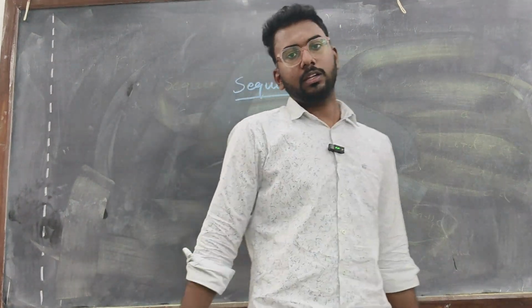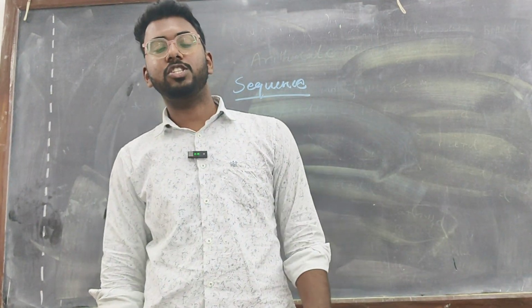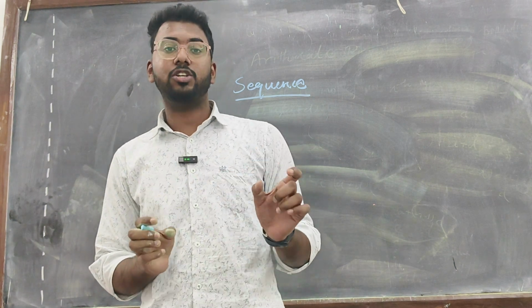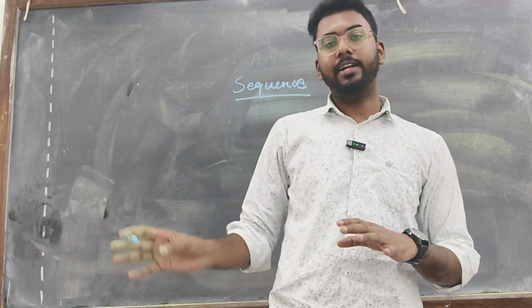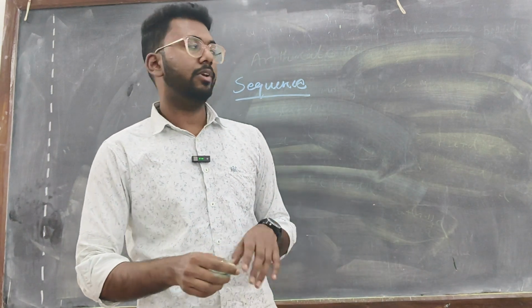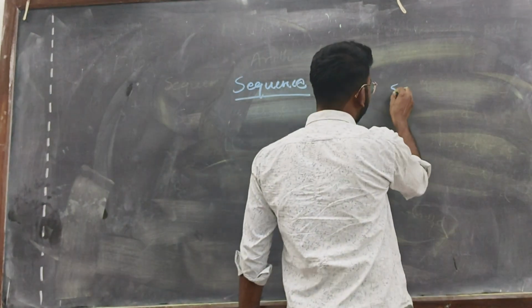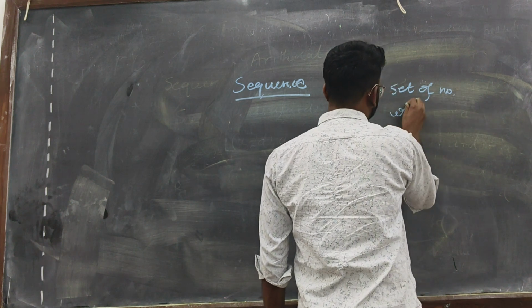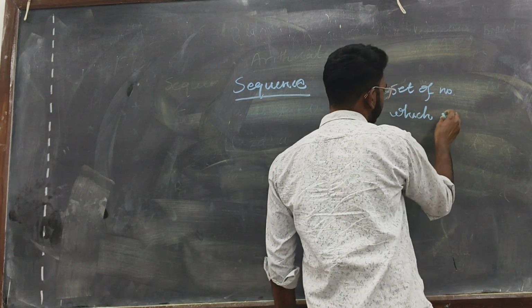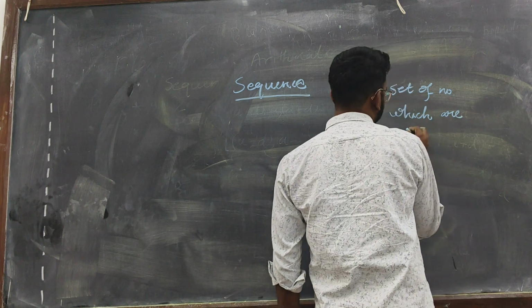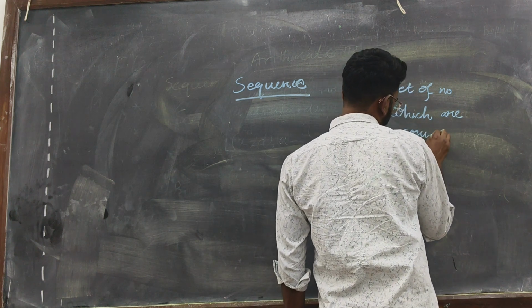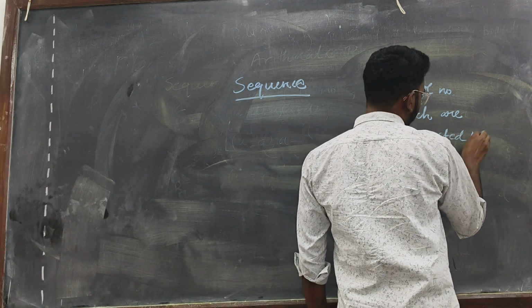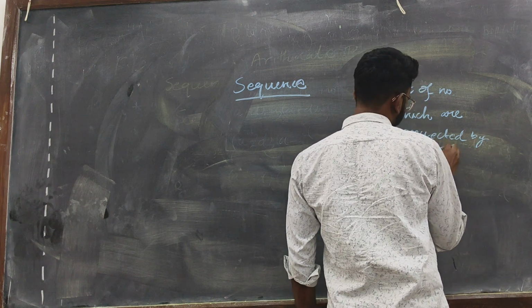So a sequence is a set of numbers which have a definite relation between them. These are not like random numbers. So a sequence is a set of numbers which are connected by a relation.